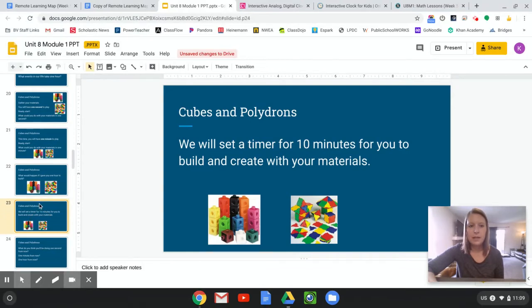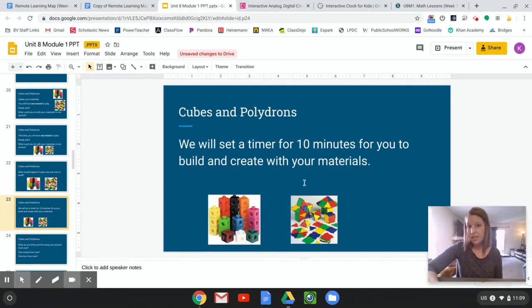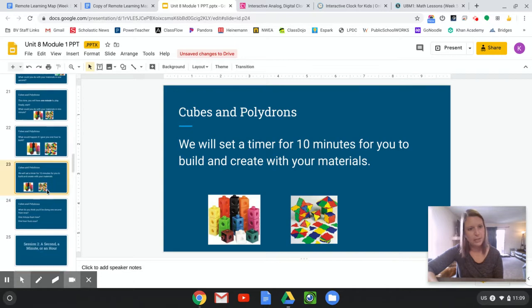Okay, and then you could also try it for just 10 minutes. 10 minutes is probably a good amount of time to play with your materials. See how much you can build in 10 minutes.